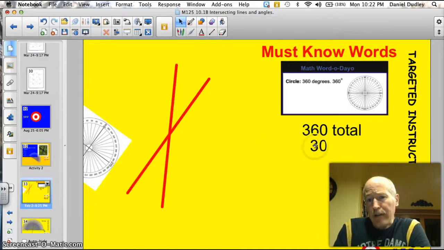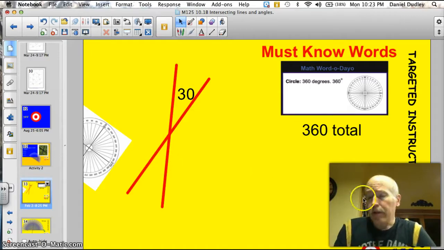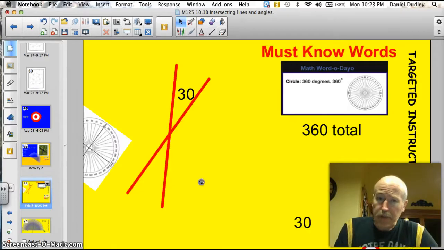Here are two lines that intersect. And I'll tell you right now, this guy here, this is a 30-degree angle. I measured it with a protractor. Well, if that one is 30 degrees, then this guy here has to be what? 30 degrees, because opposite angles are equal.